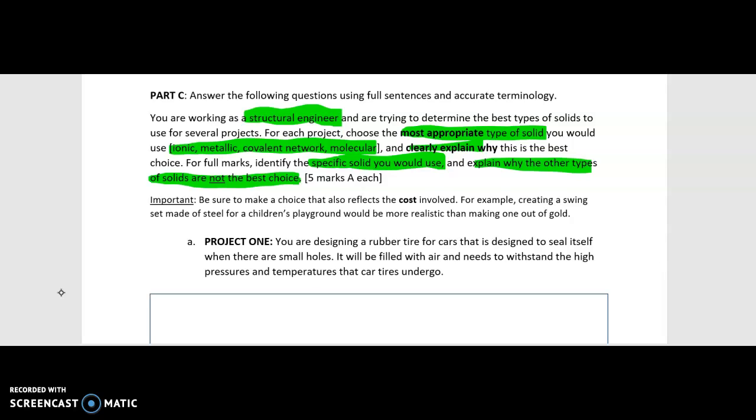Again, what I'm looking for is, do you understand these solids? Do you understand their properties? Where could they be useful? Where might they not be as useful?